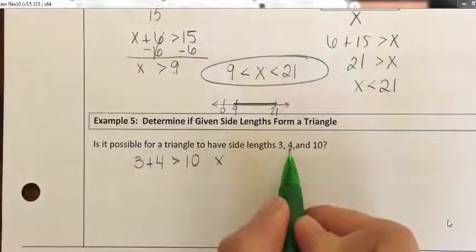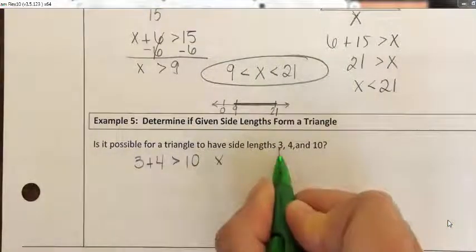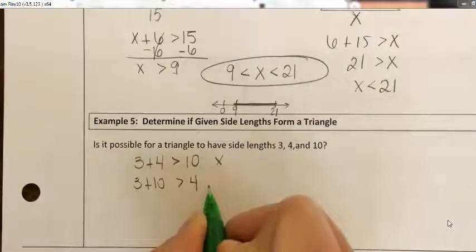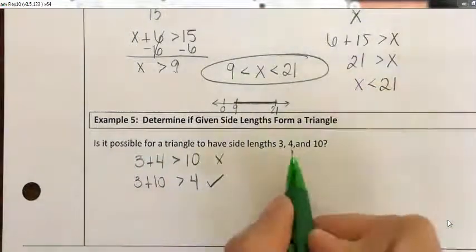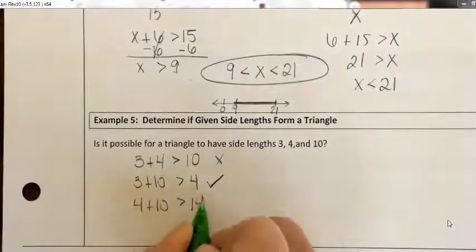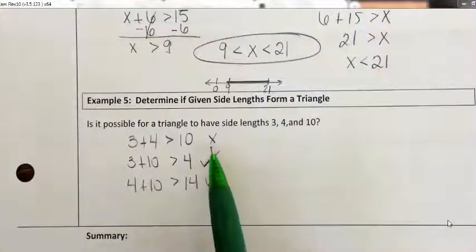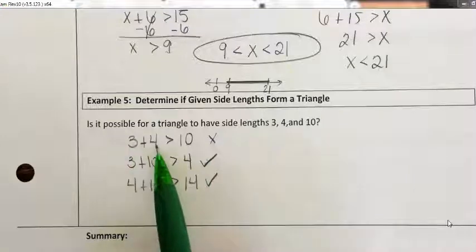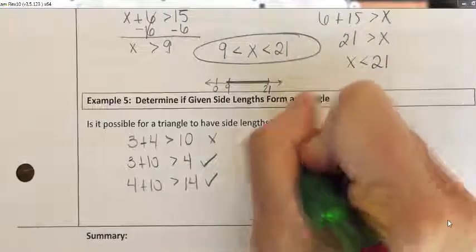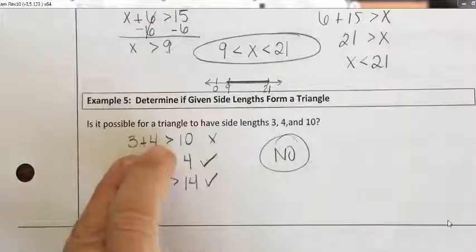Let's say the first two sides I added were greater than the third. Then I'd keep working this out. Now I'll take the first and the last sides. Is that greater than the middle side? That is. How about the last two sides? Is that greater than the first side? It is. So the other two combinations check out, but for the first combination, the sum of those two sides was not greater than the third side. So this would be a no. In order for the triangle to exist, the sum of any two of those sides has to be greater than the third.